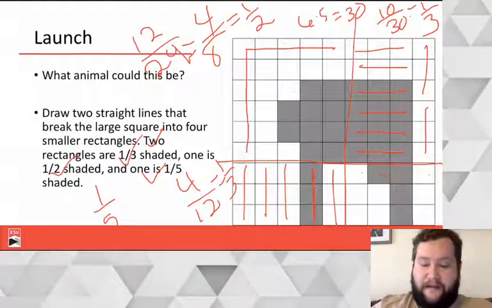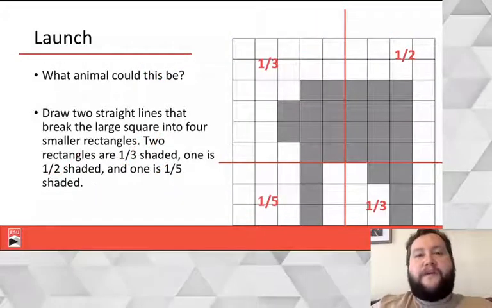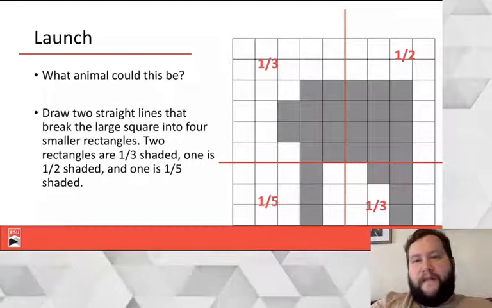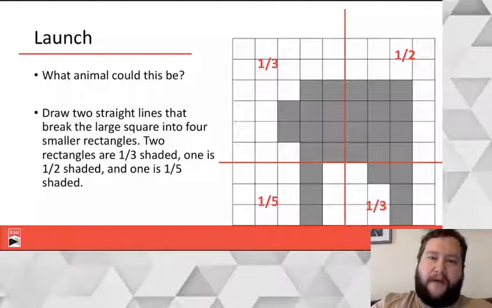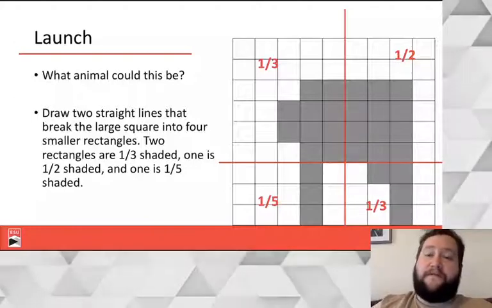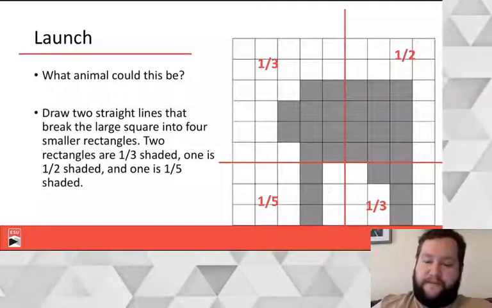So a little bit cleaner version of that is this one here. And so when we draw those two straight lines, that top right one is a half, that bottom right one's a third, the bottom left one is a fifth, and the top left is a third, which is exactly what we wanted in the directions.